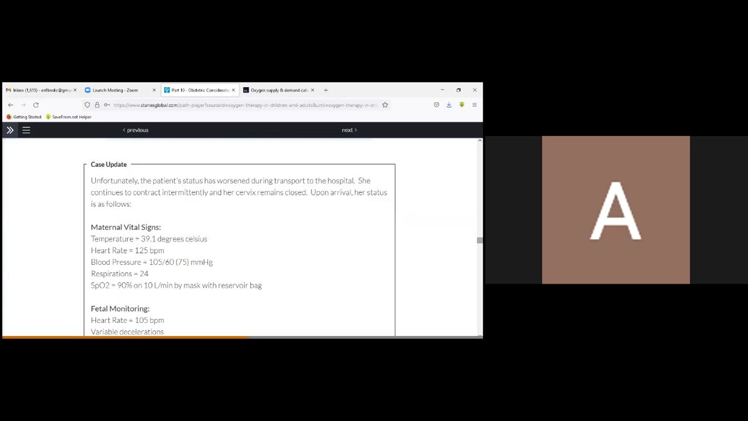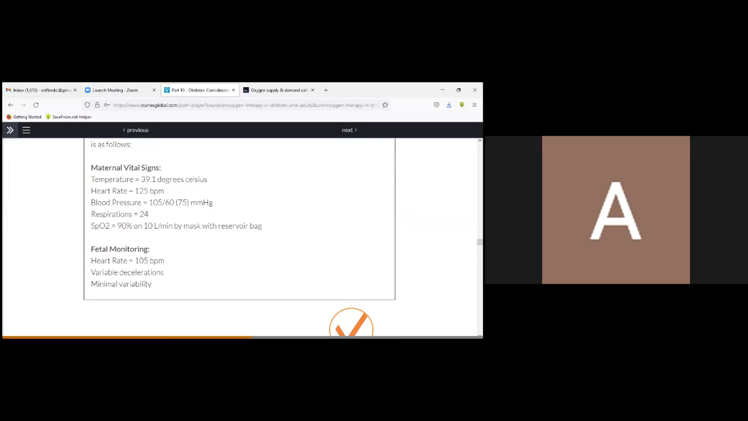SpO2 90% on 10 liters per minute by mask with reservoir bag. That's the non-rebreather bag. And you know, we are doing fetal and maternal monitoring. The fetal monitoring revealed the heart rate is 105 beats per minute with variable decelerations, which Irene was trying to explain to us, and there is minimal variability.